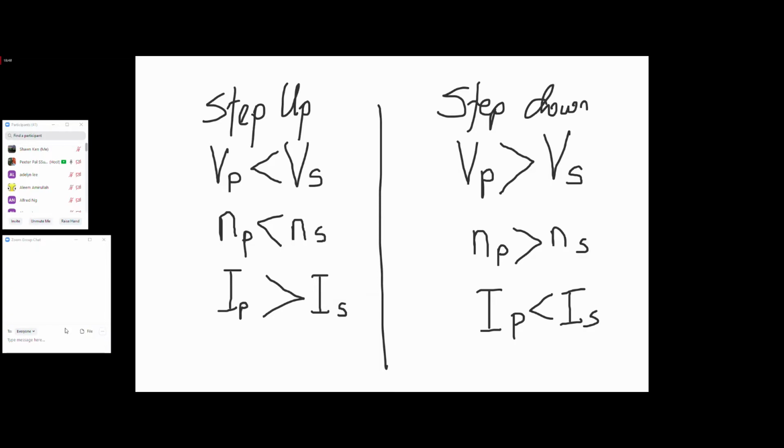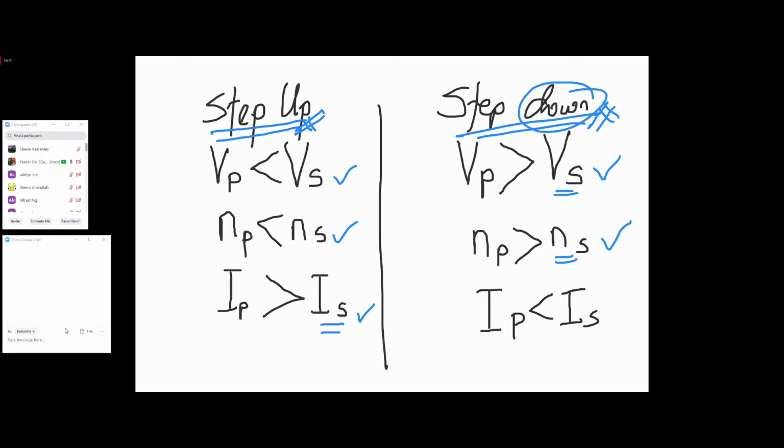So if you have a step-up transformer, secondary voltage is bigger, number of turns in the secondary coil is bigger, but the secondary output current is smaller. Step-down transformer: voltage of secondary is smaller, number of turns of secondary also smaller. So step-down means decreasing. But the secondary current is still big. This is the difference between step-up and step-down transformer.